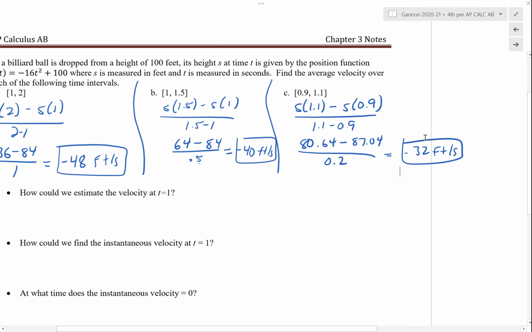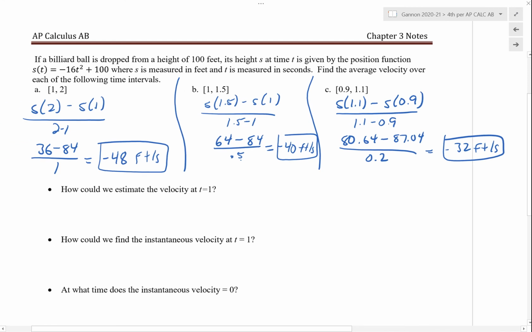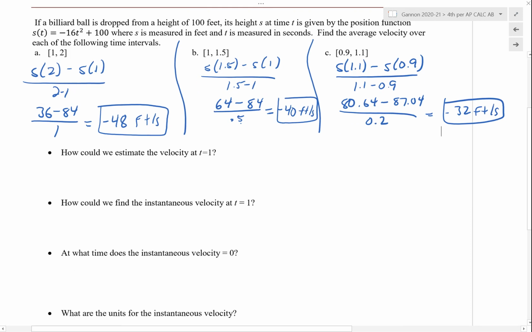And those are all average velocities of that billiard ball over given intervals. All right. Now, there's some questions below. One says, how could we estimate the velocity at t equals 1? So one way to estimate the velocity is to do what we just did: find the slope of the secant line over given intervals. Now, the smaller that interval is, the closer that estimate should be to the actual value at 1.